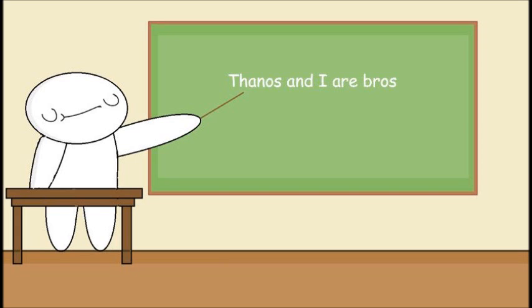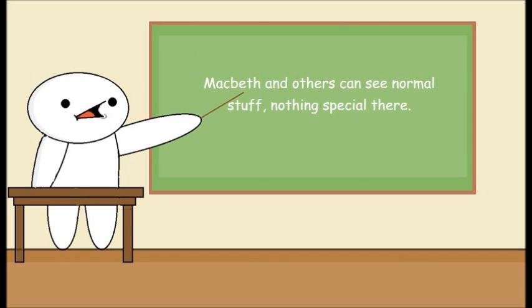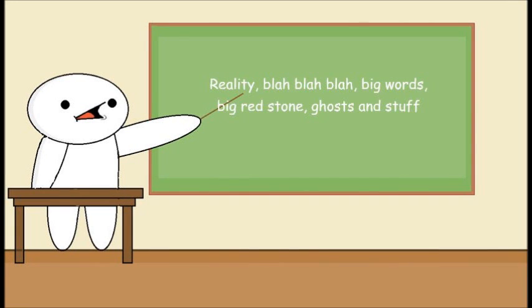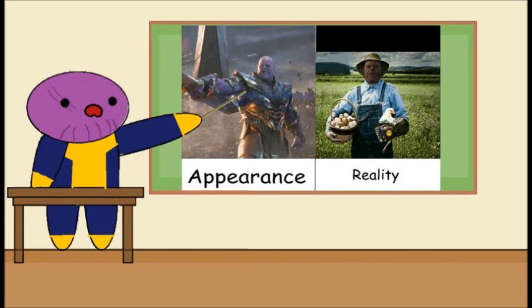Let's break it down. The definition of appearance is the way that someone or something looks. In the case of the play, appearances refers to what Macbeth and other characters perceive. Reality, on the other hand, is the state of things as they actually exist, as opposed to an idealistic or notional idea of them. In small brain terms, it means the way someone sees a certain thing, versus what it actually looks like. Refer back to the Thanos for a visual representation.